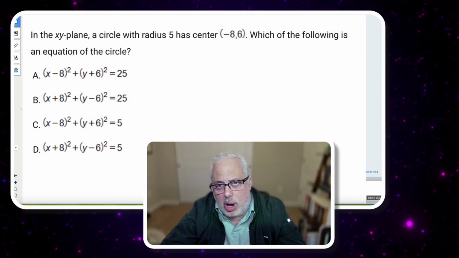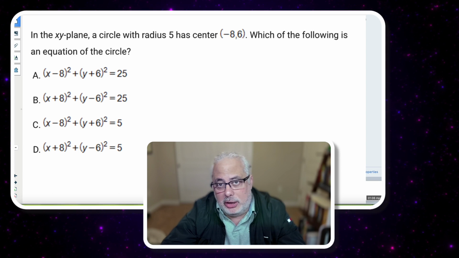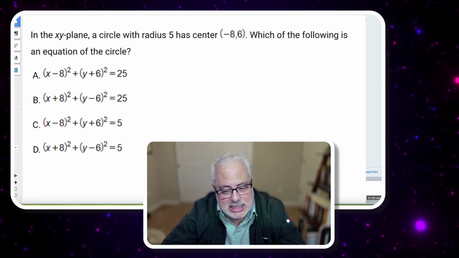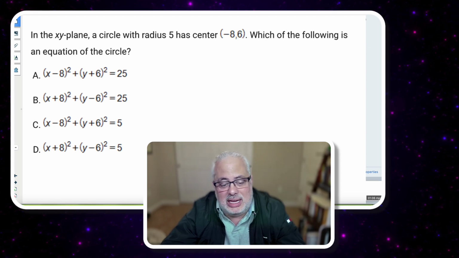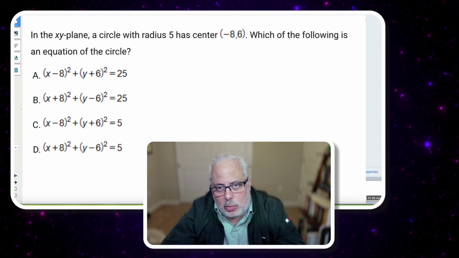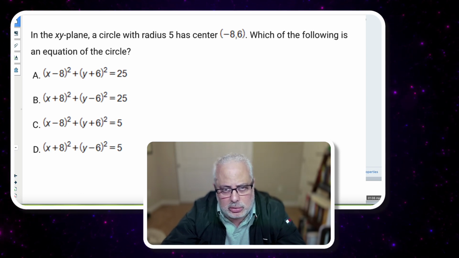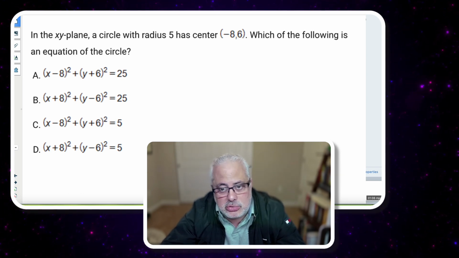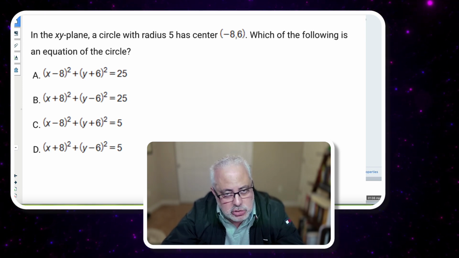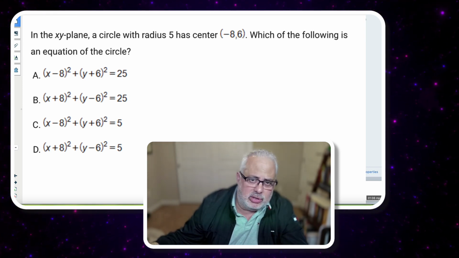In the x and y plane, a circle with radius 5 has center located at -8, 6. Which of the following is an equation of the circle? If you don't know the equation of the circle, you cannot answer the question. But if you know the equation of the circle, you can answer these questions in seconds. How? Okay, just to refresh your memory. What is the equation of the circle?